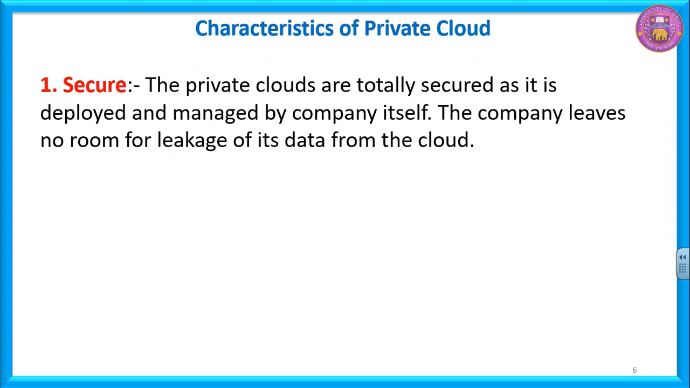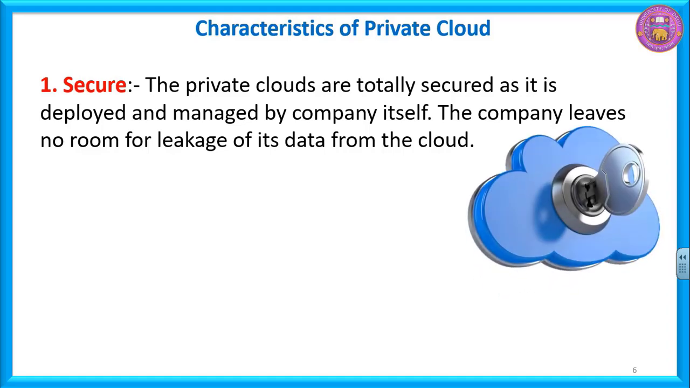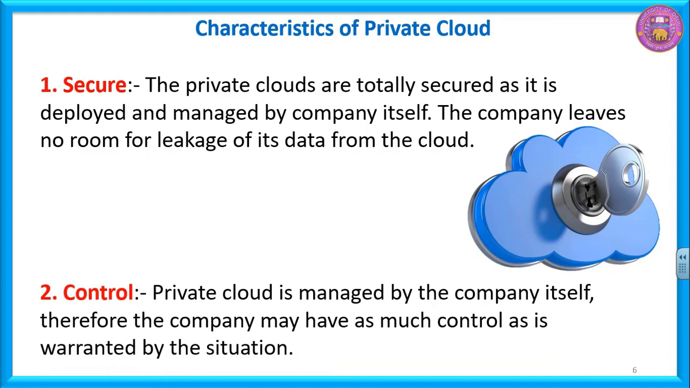Characteristics of private cloud. The first one is secure. The private clouds are totally secured as they are deployed and managed by the company itself. The company leaves no room for leakage of its data from the cloud. Second is control. Private cloud is managed by the company itself. Therefore, the company may have as much control as is warranted by the situation.